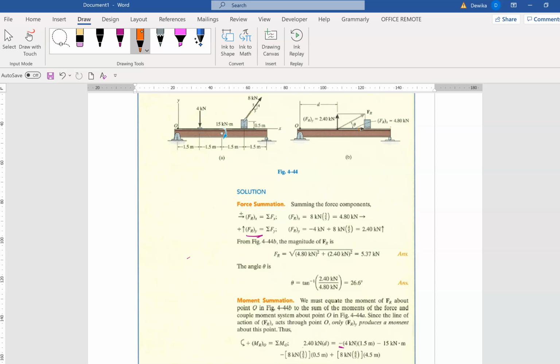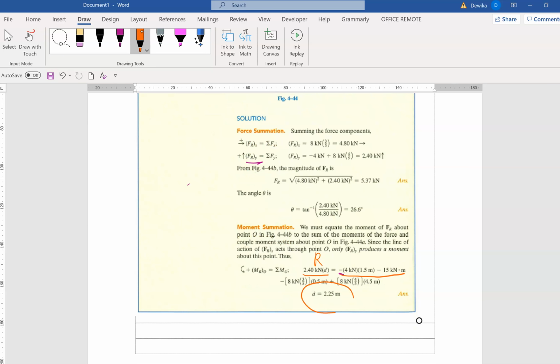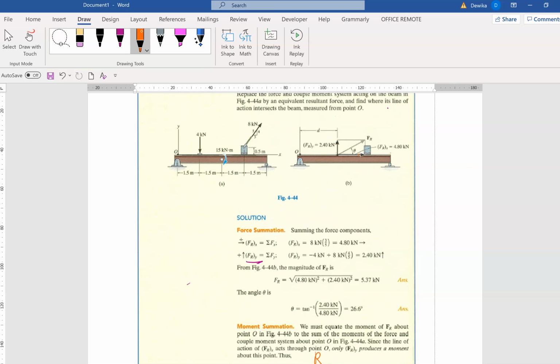So we have the resultant 2.4 multiplied by d, and we have the original part. So when you solve this, you will realize the distance of the resultant, this d distance, is 2.25 from point O. So the interpretation is, finally your resultant will be located 2.25 from point O.